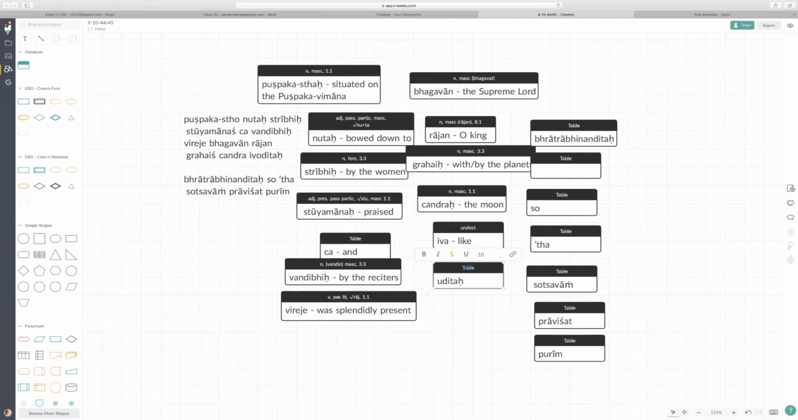So let's say adjective, and what is the root? Which verb is it from? Udi. Yes, ut plus the root I means to rise. So it's masculine, 1-1, Uditaha, risen. Let's say here it has active sense, okay? Not passive.